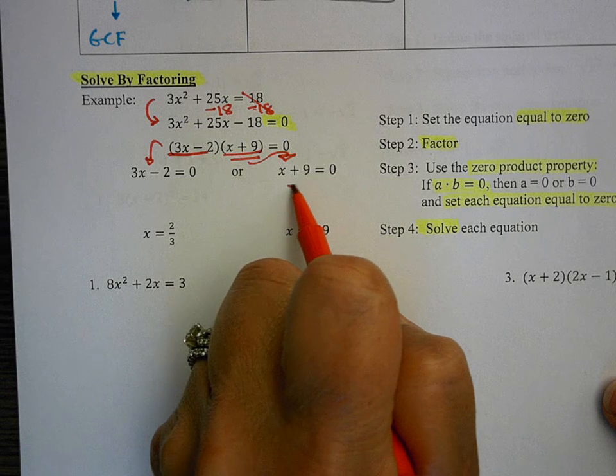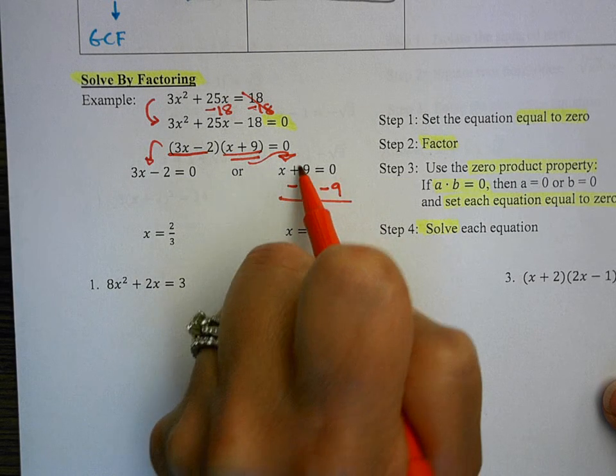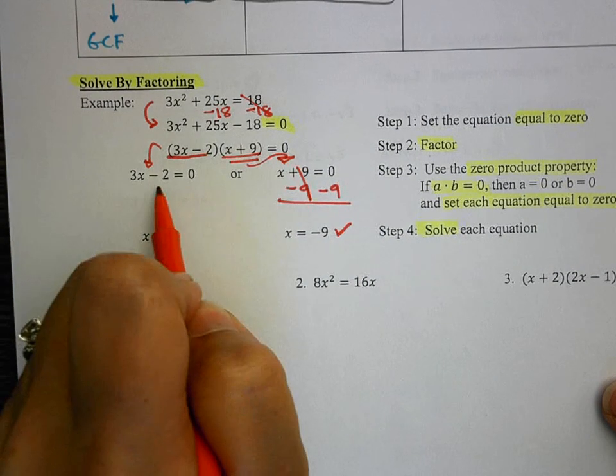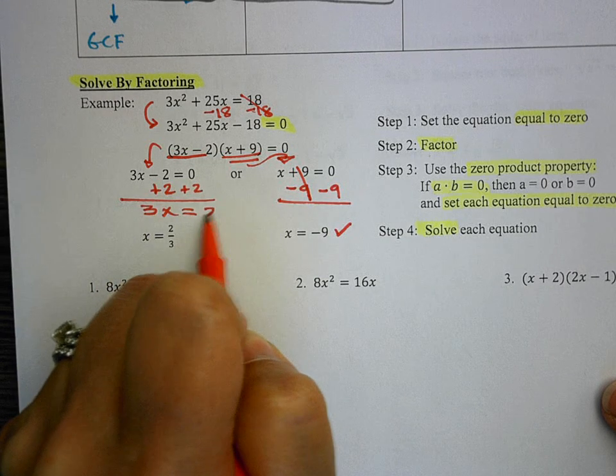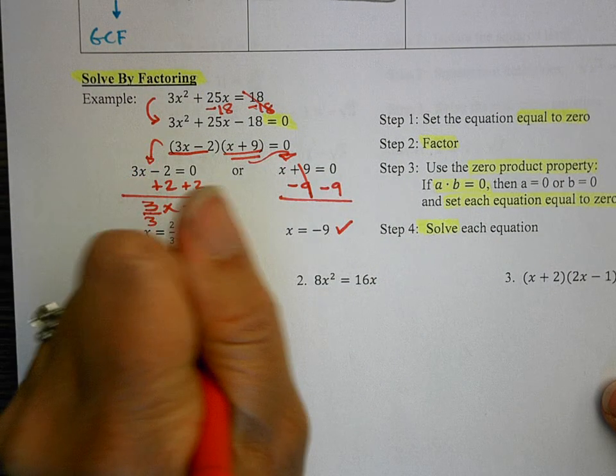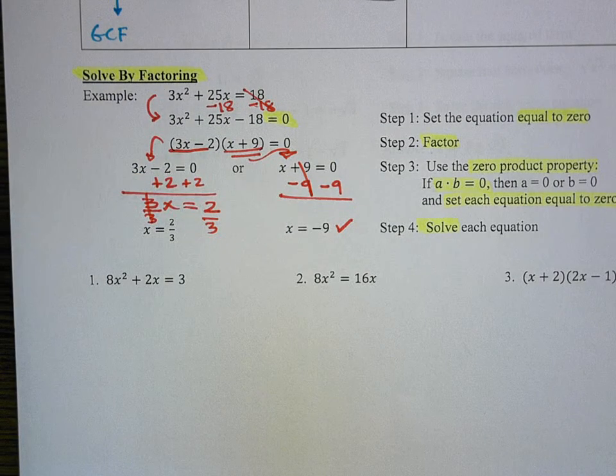So if I subtract 9, I got x equals negative 9. Here if I add 2, and then divide it by 3, and then I got x equals 2/3. Okay? All right, so solve by factoring.